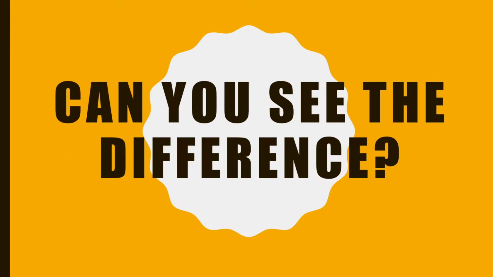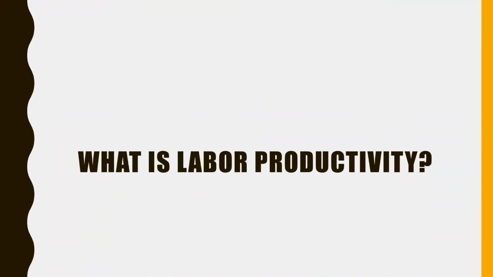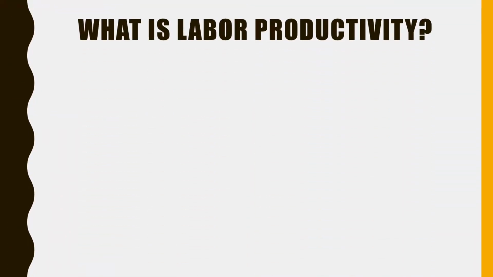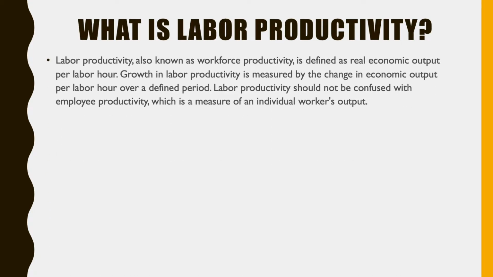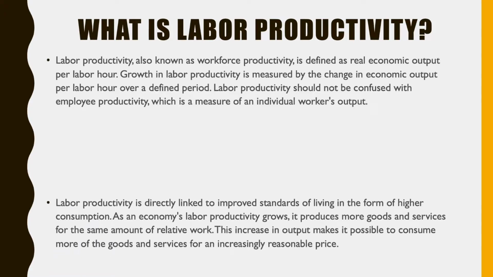So, can you see the difference? The difference is the productivity of both employees. So, what is labor productivity? Labor productivity, also known as workers' productivity, is defined as real economic output per labor hour. Growth in labor productivity is measured by the change in economic output per labor hour over a defined period. Labor productivity should not be confused with employee productivity, which is a measure of an individual worker's output.